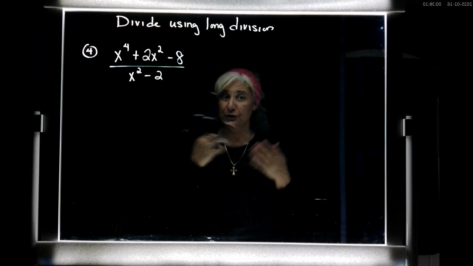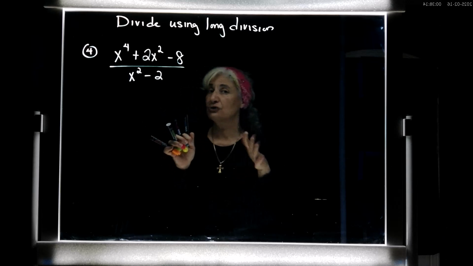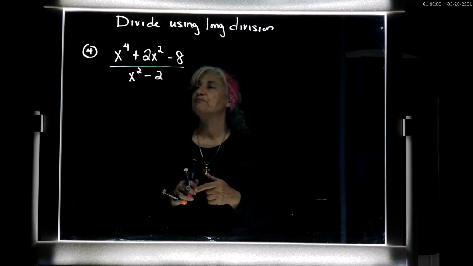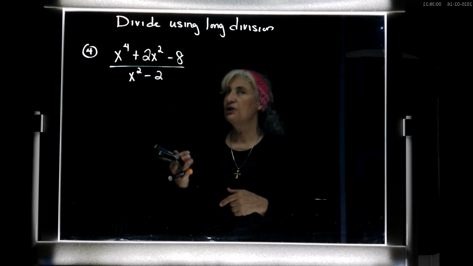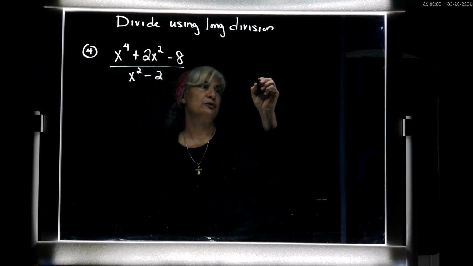Okay, problem number 4. Did you try it on your own? You tried? Yes. How'd you do? Comme ci, comme ça? All right, let's check it out. So, how many terms in the denominator? 2, which means, yes, you're going to have to do long division, not a choice.